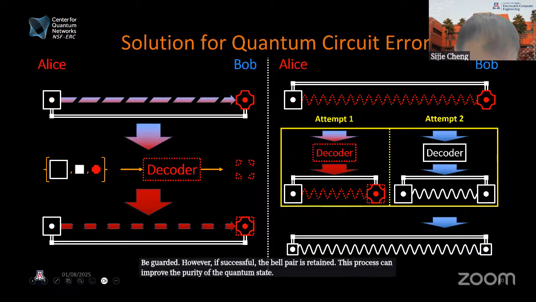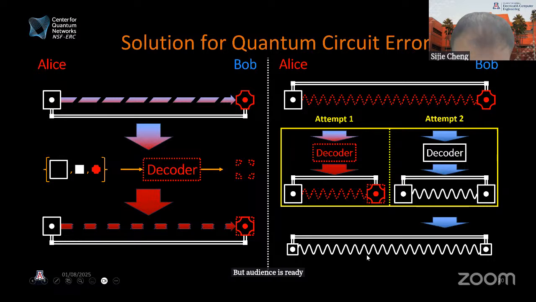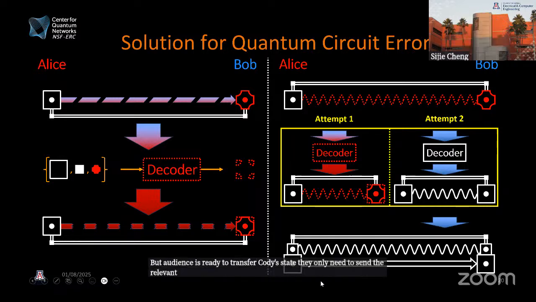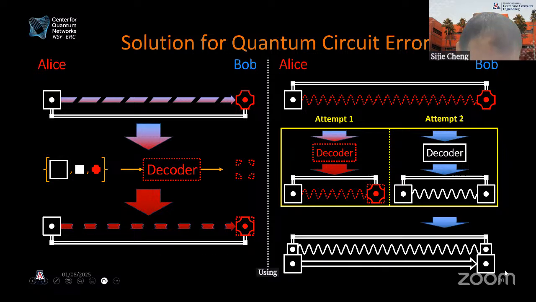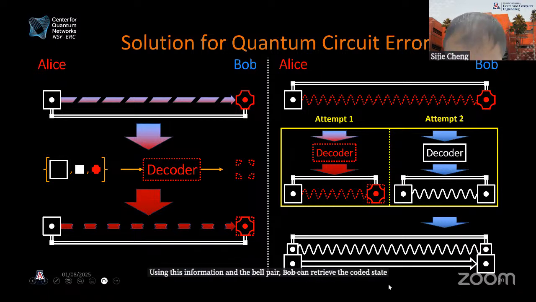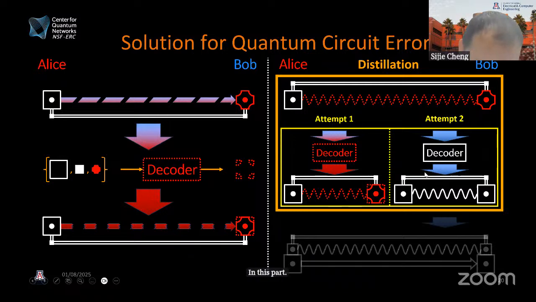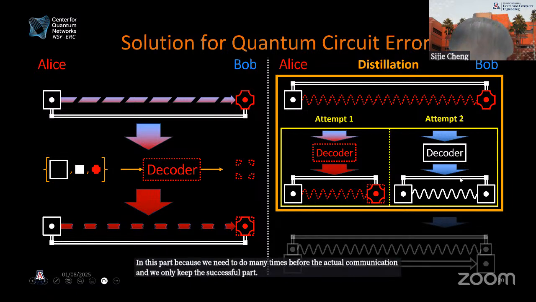When Alice is ready to transfer the coded state, we only need to send the relevant classical information to Bob. Using this information and the Bell pair, Bob can retrieve the coded state that Alice wants to send. In this part, because we need to do this many times before the actual communication, and we only keep the successful part, we call it distillation.